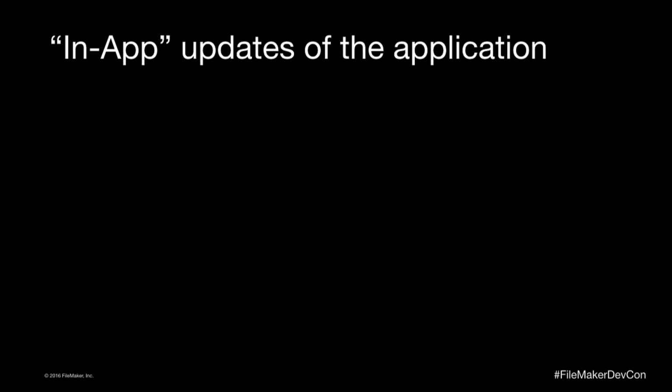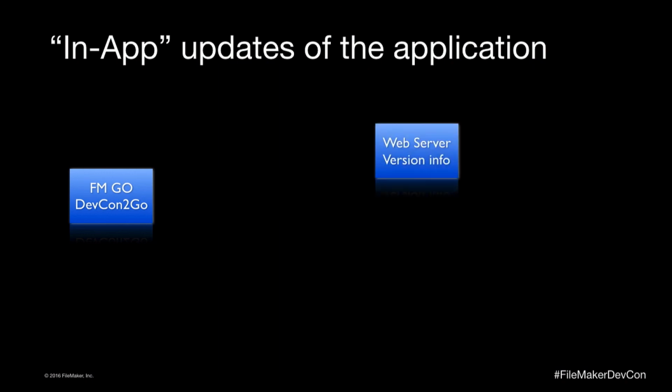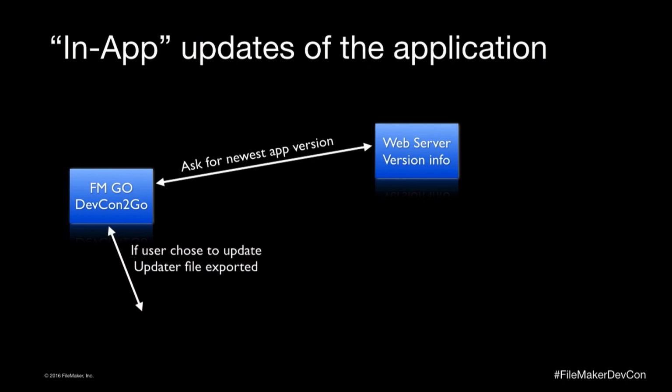So one of the new things this year is an in-app update of the application. The idea is that we have the FileMaker Go file that is installed in your FileMaker Go, and at startup we are asking a web server for a version info. So basically we are asking what is the newest version of this app. If it's newer than what's already on your iPad, then we want to do an update, or at least give you a choice of doing an update.